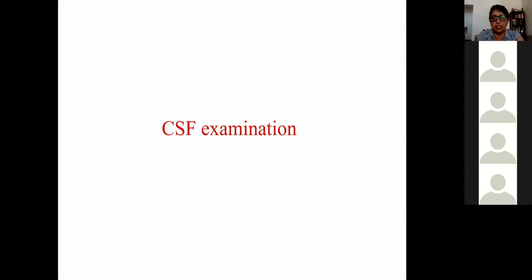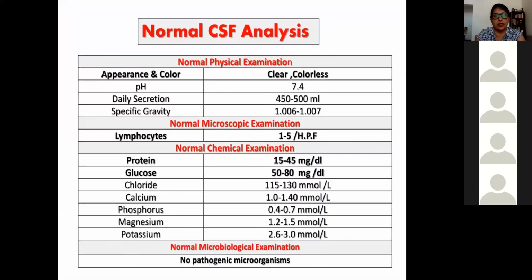Before that, we will have a look at what the normal CSF report is. In a normal CSF analysis, the cells will be only 1 to 5, maximum 5 per histopathological view. Protein will be 15 to 45 milligrams per 100 ml. And glucose is about 60 to 80% of the normal blood glucose level, that is around 50 to 80 milligrams per 100 ml. These three you can remember.